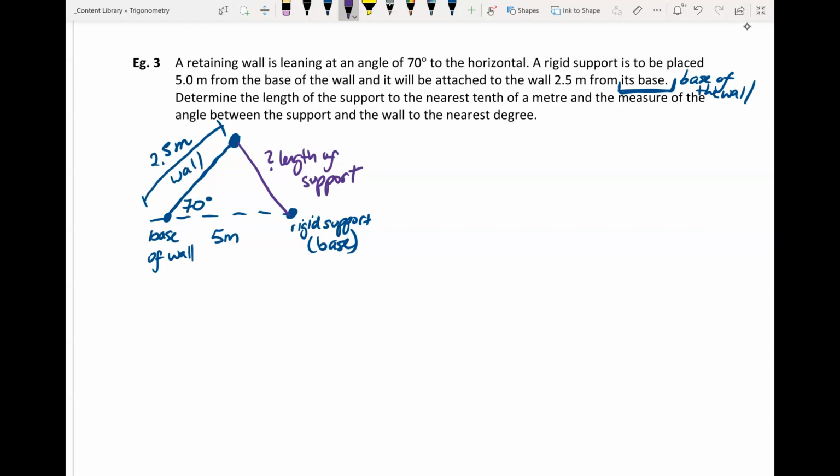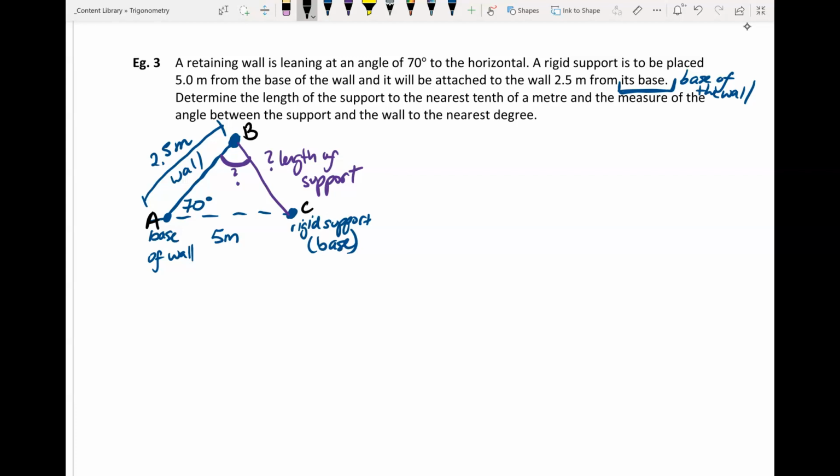And we also want to know the angle between the support wall and the wall. So between the support and the wall. So that is your diagram. I'm going to label the sides and the vertices, so we could put this into one of our laws. So this side can be A, this can be B, and this can be C.